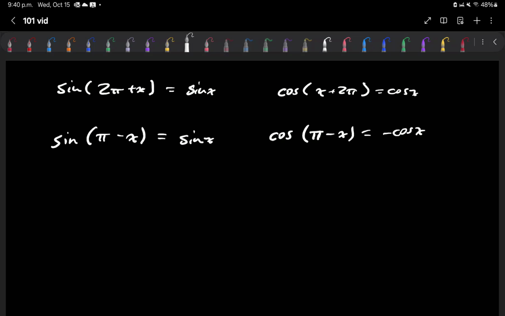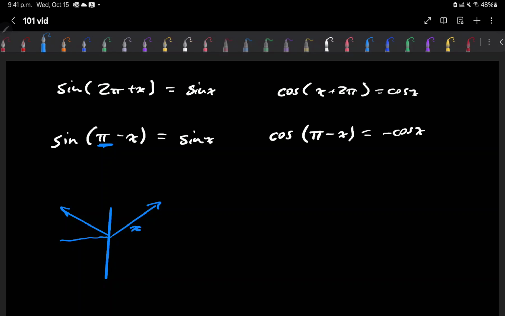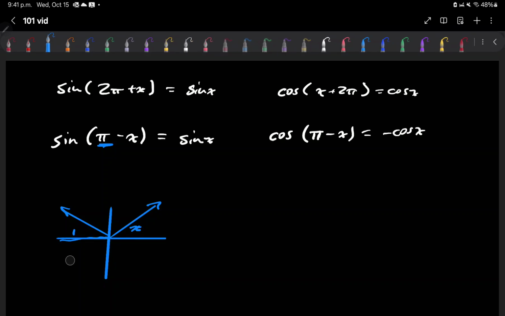Graphically, obviously pi isn't just pi, it's also your 180. So let's say I have a terminal arm rotated x degrees. Pi minus x would be from pi and rotated the other way, negative x degrees. So from, oh, sorry. Let's see if I can erase this.